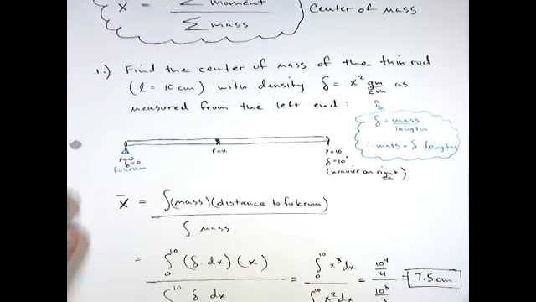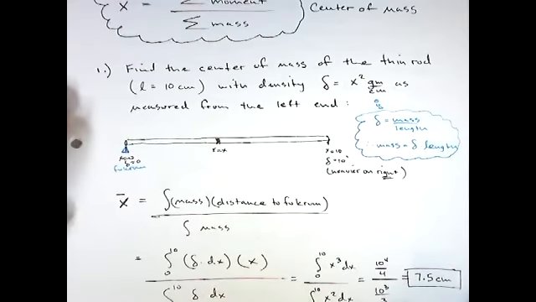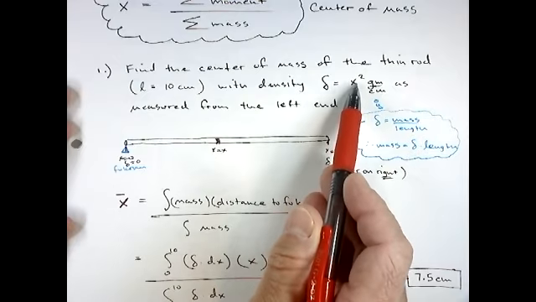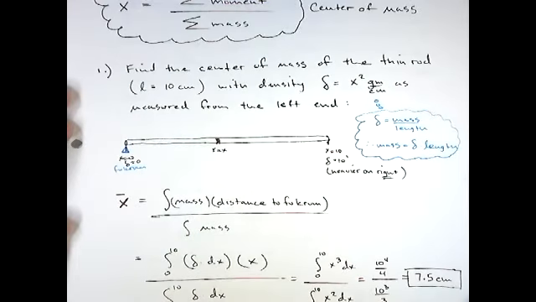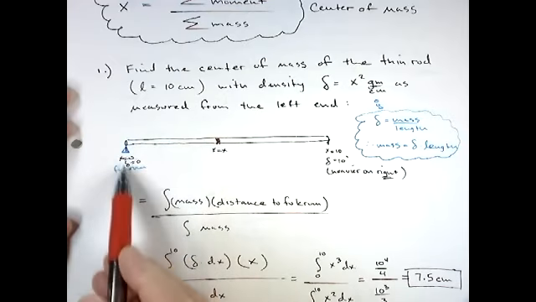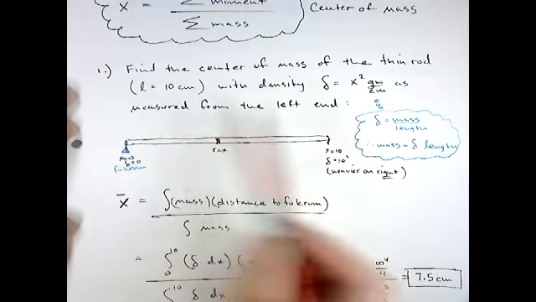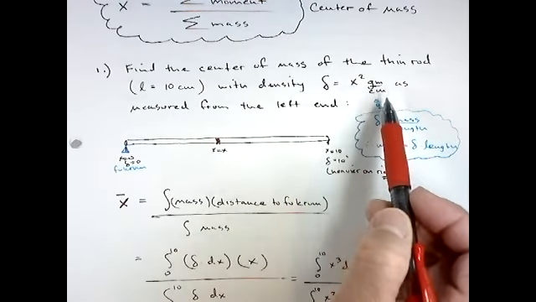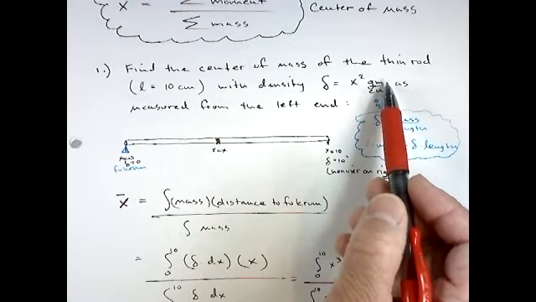So let's say we have a thin rod, a length of 10 centimeters, with a density, delta, of x squared grams per centimeter, as measured from the left end. So the way to think about this, when they say thin, here's what they mean. In the real world, density is mass divided by volume, of course, right? And we will get there.